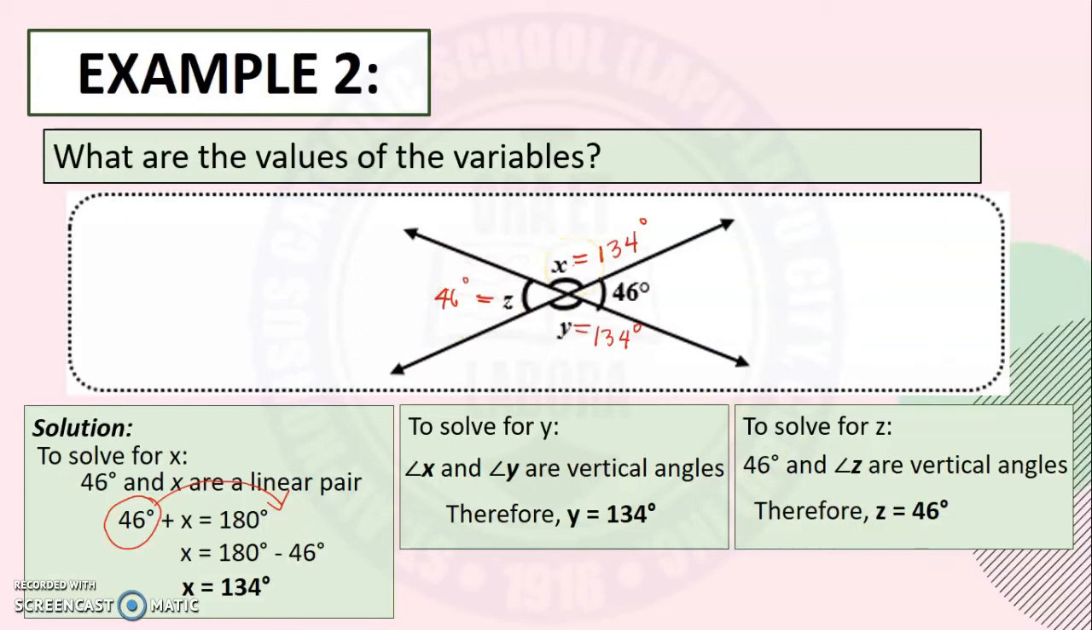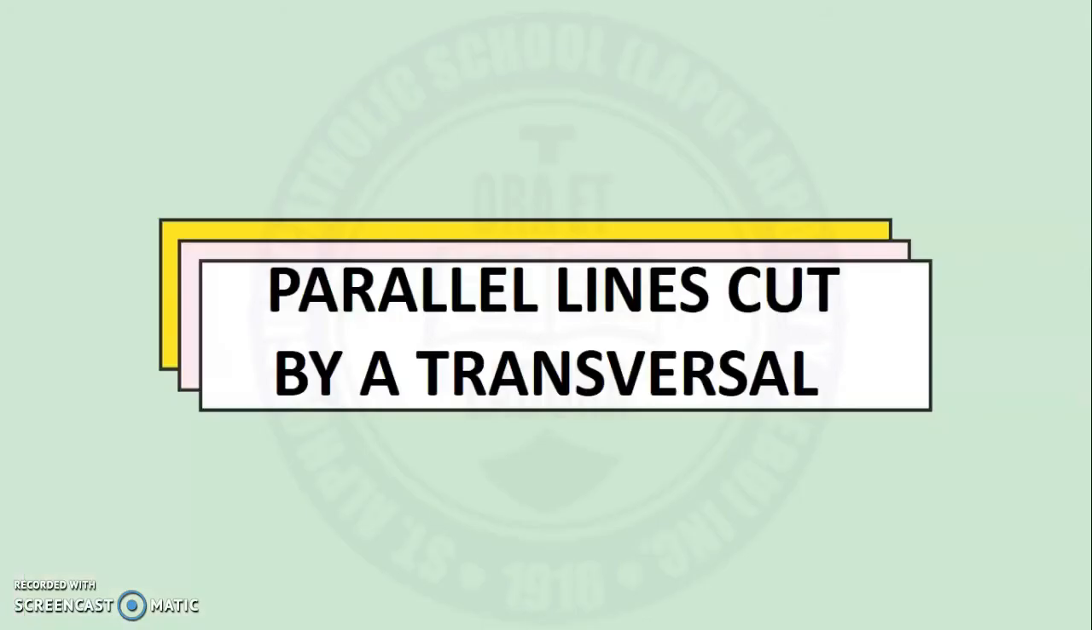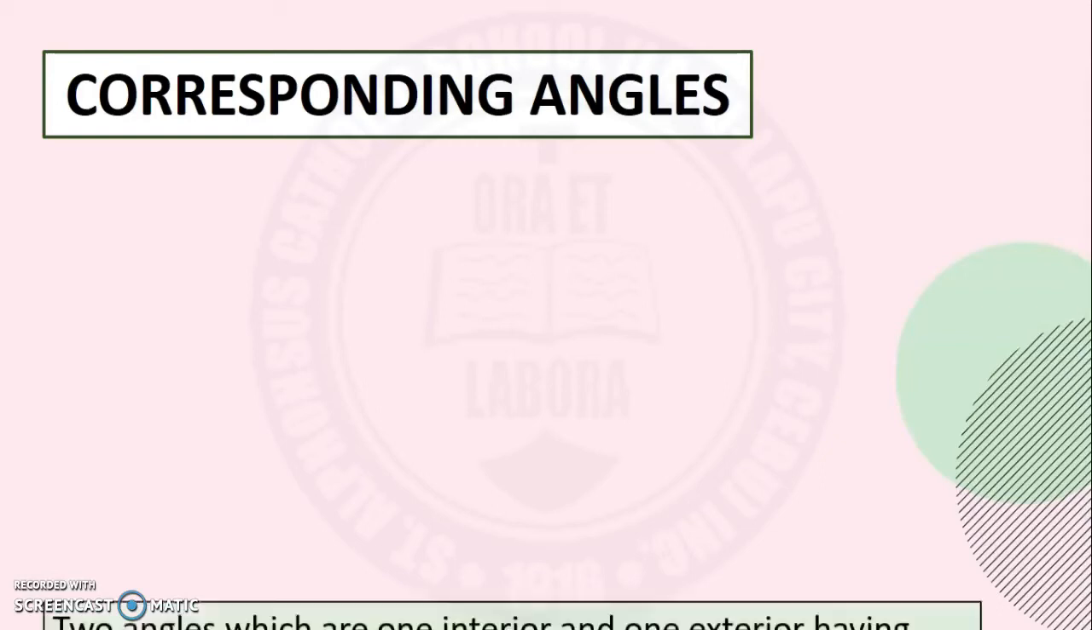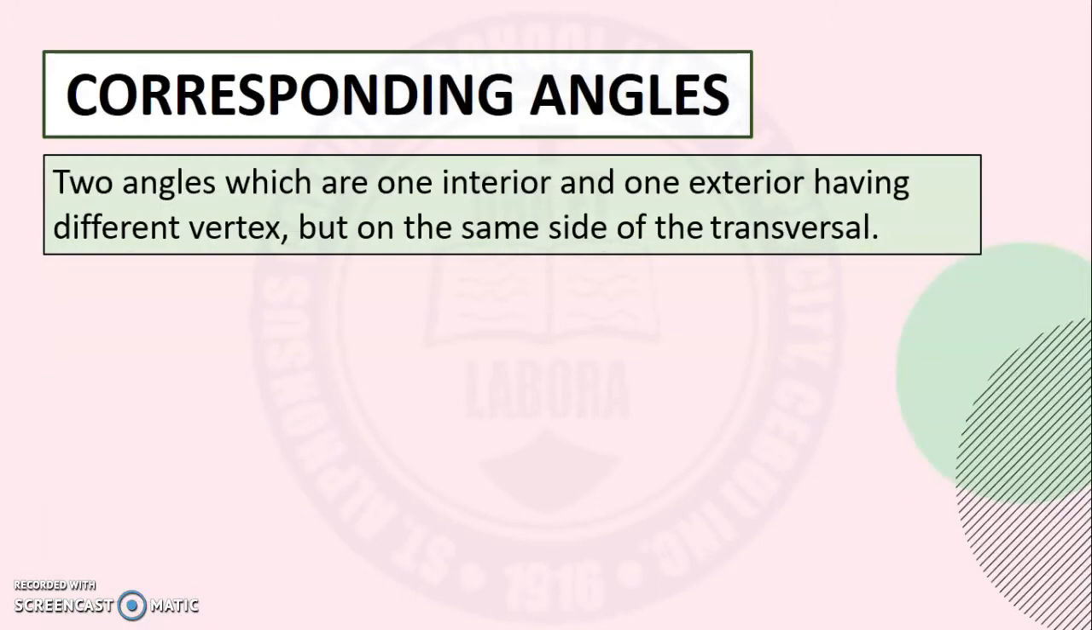Okay, now let's proceed to more types of angle pairs. These types of angle pairs were formed by parallel lines cut by a transversal. Okay, let's begin. The first angle pair formed by parallel lines cut by a transversal is called corresponding angles. When we say corresponding angles, these are two angles which are one interior and one exterior, having different vertex but on the same side of the transversal.